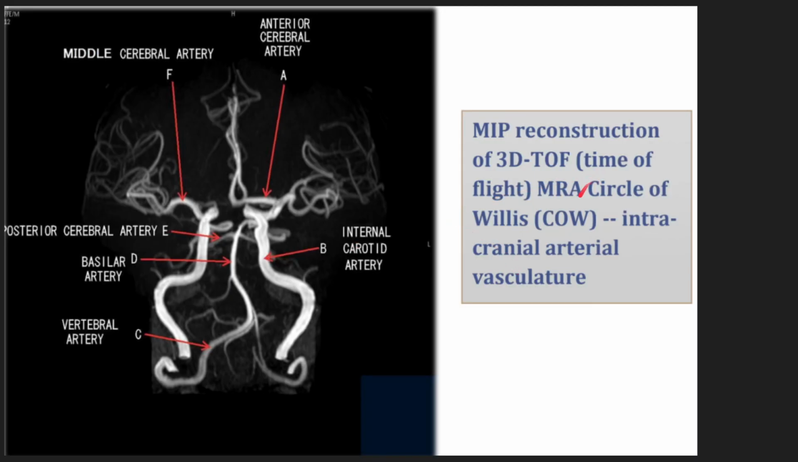Circle of Willis, so here you have the vertebral artery and the basilar artery there. Internal carotids, posterior cerebral artery, middle cerebral artery, and anterior cerebral artery.